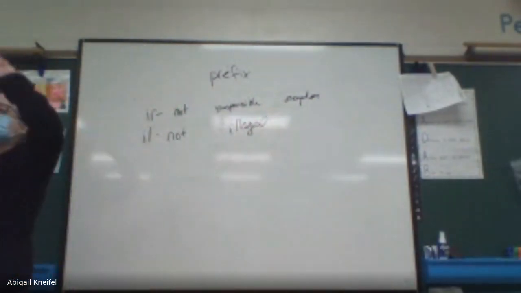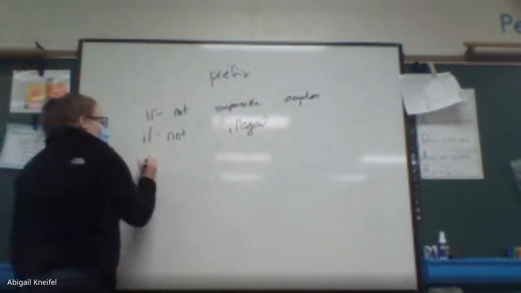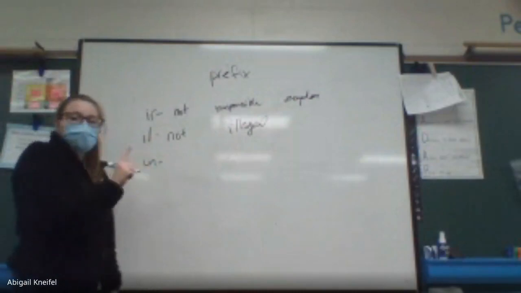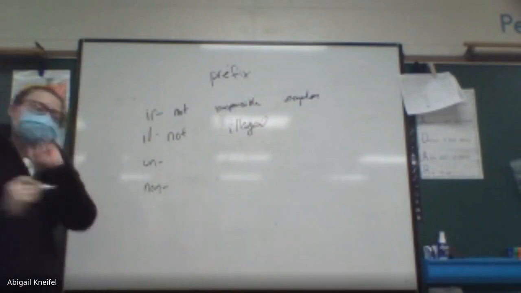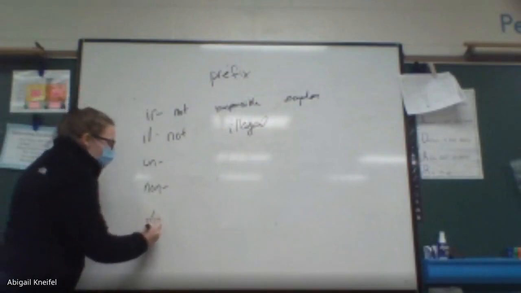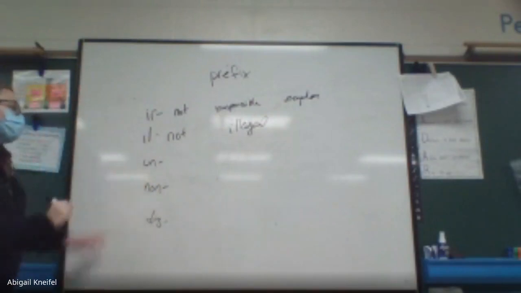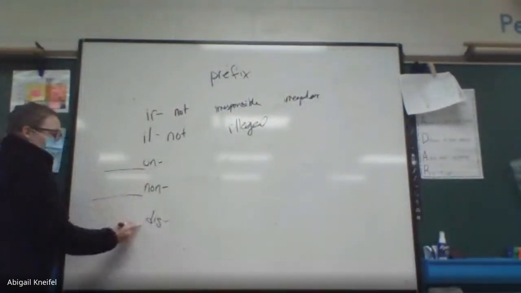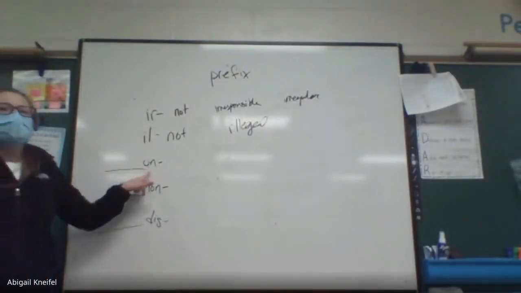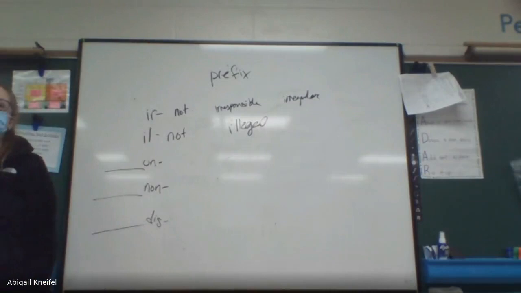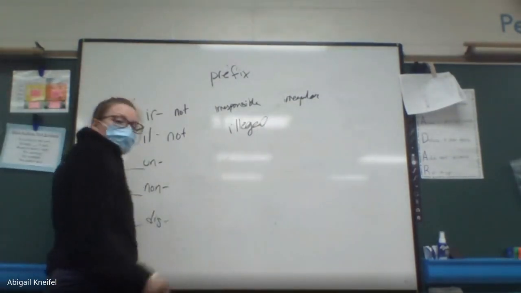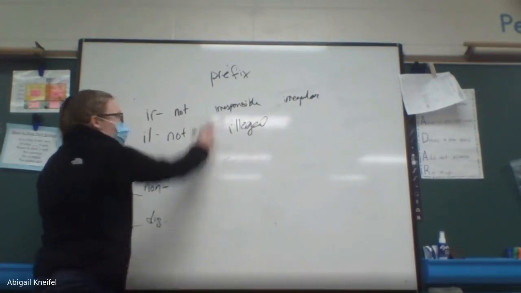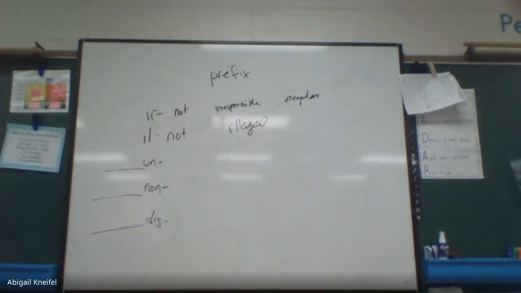All right, 3 new ones we're learning right now. We're going to learn UN, we're going to learn non, and we're going to learn dis. So we're going to try to figure out some words that start with these, and then by figuring out some words, we're going to see if we can tell the meaning. Does anyone know a word that has UN at the beginning? Landon. Unresponsible. No, that's irresponsible.